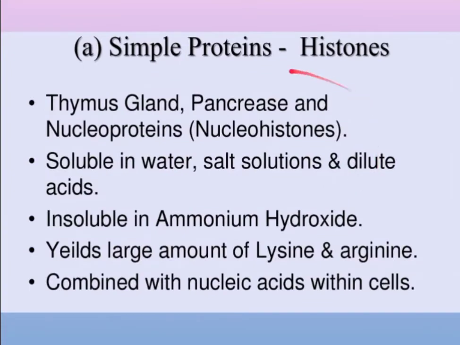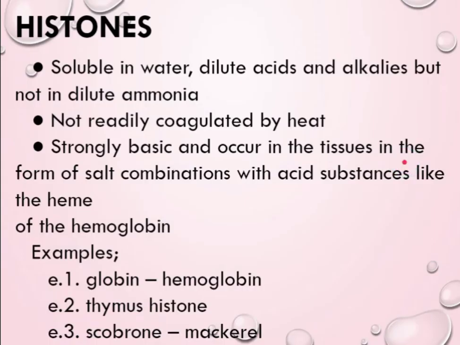Next, we have your histones. Histones can be found in your thymus gland, pancreas, and nucleoproteins. This is soluble in water, salt solution, and diluted acids. However, this is insoluble in ammonium hydroxide, which is a base. This can yield large amounts of lysine and arginine, which are types of amino acids, and is combined with nucleic acids within the cells. So these are your histones.